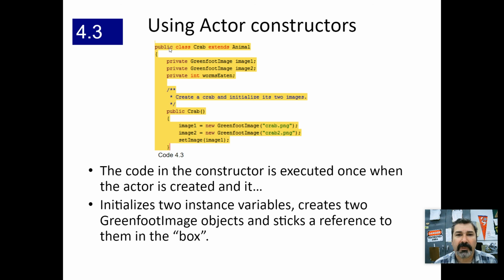All right, so here's the code we're actually going to write. Right after this, you're going to have to create public Crab. Remember, the constructor has the same name as the class. It doesn't say void, right? But it's a method, so it's public Crab, parentheses, and an opening and closing curly brace. And so here's the code you're going to write.